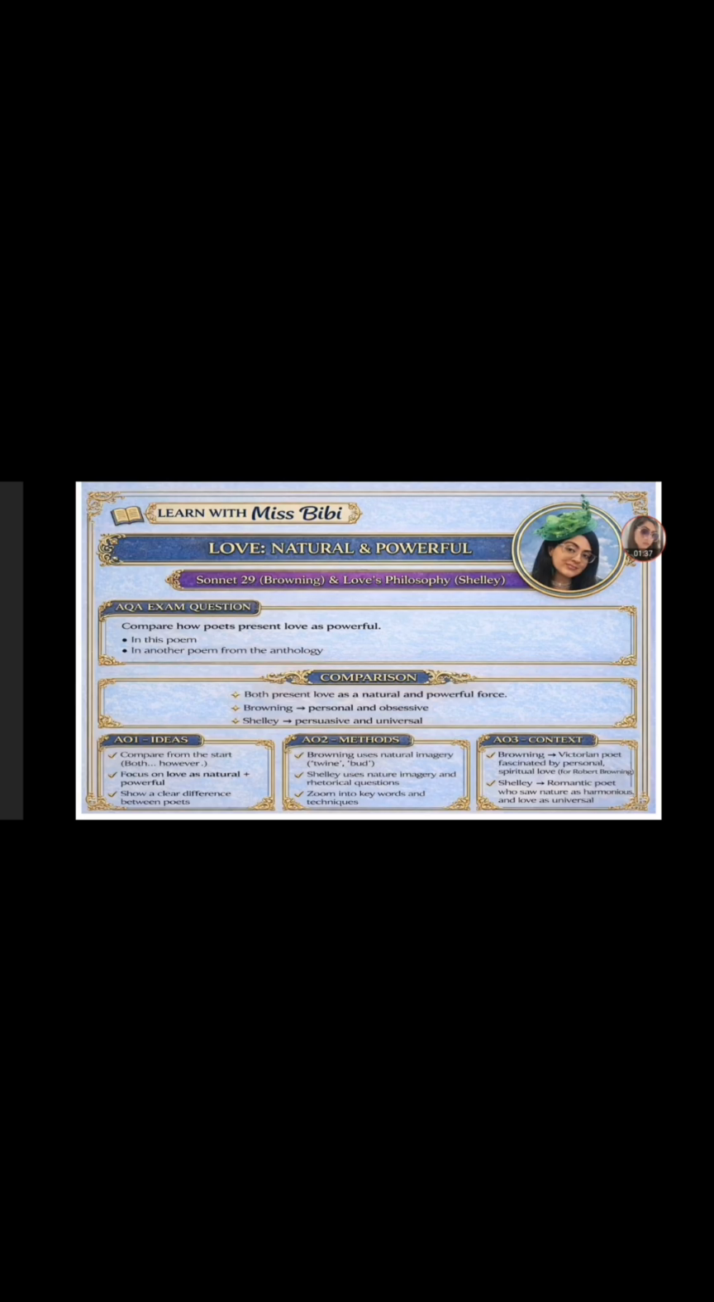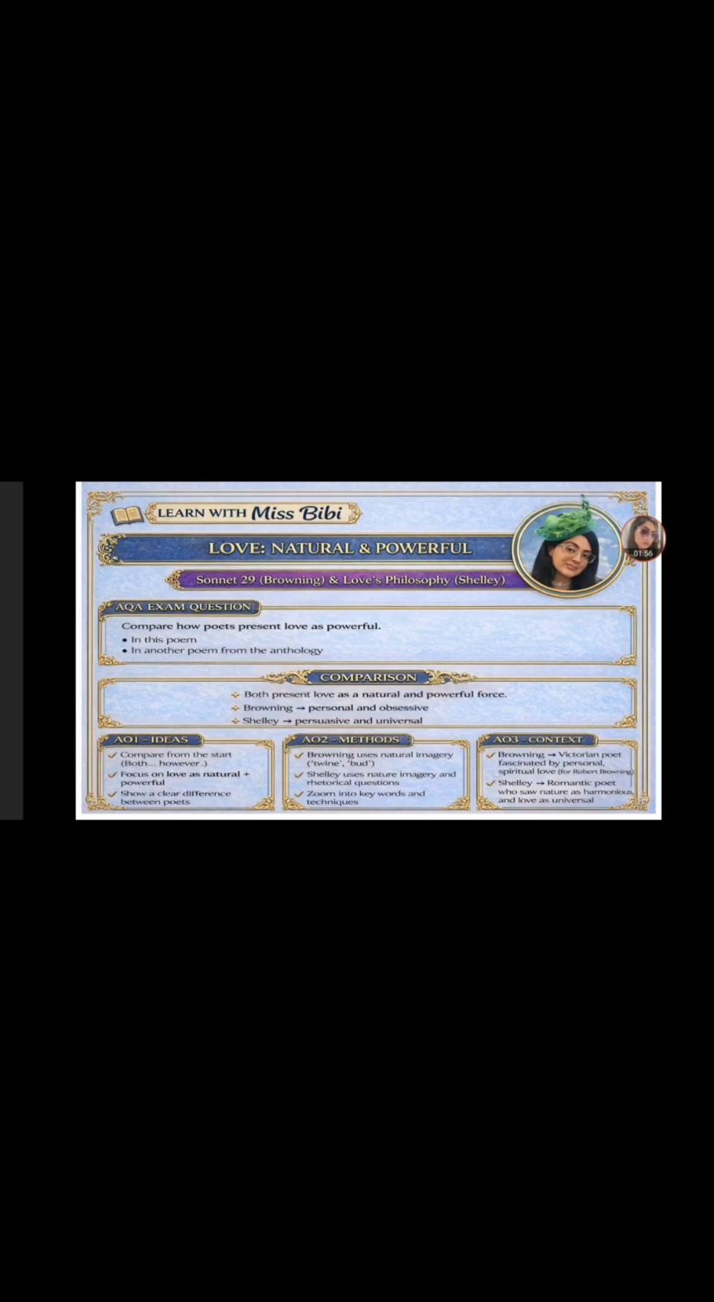You need 2 ideas from one poem, 2 ideas from the poem that you have revised, and they must be compared throughout, not written separately. So remember that word, compare. Make sure you're using those comparative techniques or devices throughout.